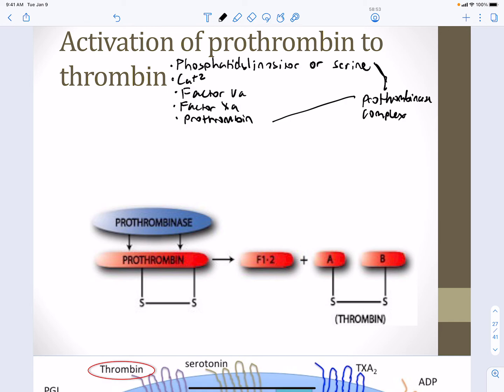Okay, so factor 5 is a cofactor in the formation of the prothrombinase complex, and is activated by very low levels of thrombin and inactivated by very high levels of thrombin. So it's a level of control.